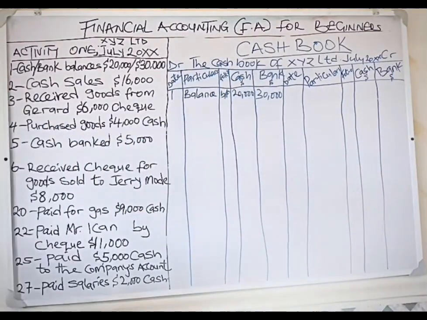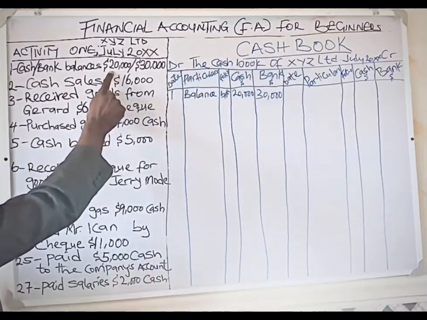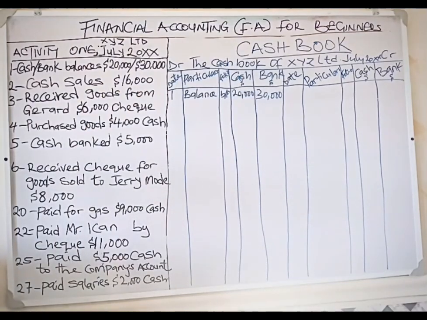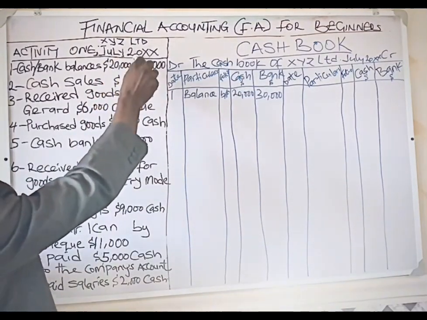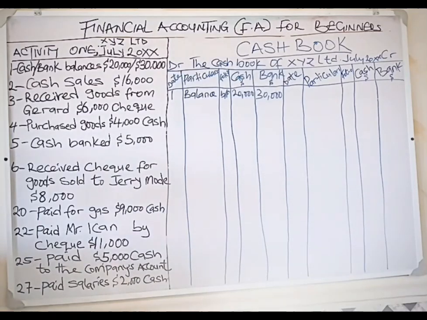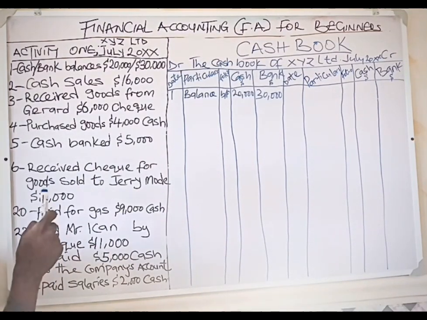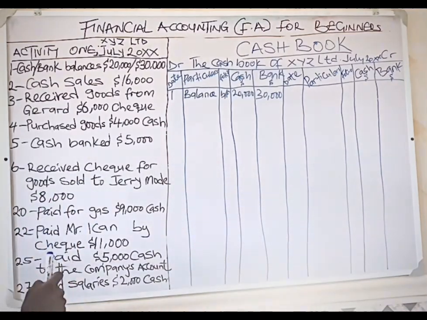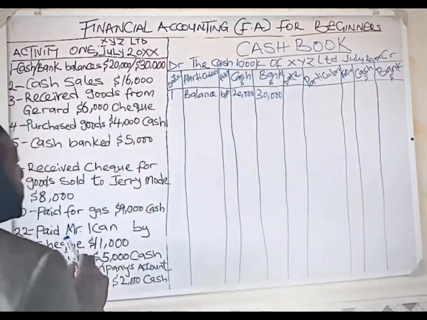Okay? So this is telling us that the balance brought forward is a debit balance because the amount, $20,000, is not in bracket. If the amount was an overdraft, then it will be at the credit side, that is the credit balance. But the balance we are bringing now to the cash book is a debit balance because it's not an overdraft.